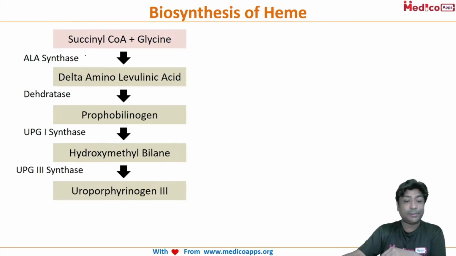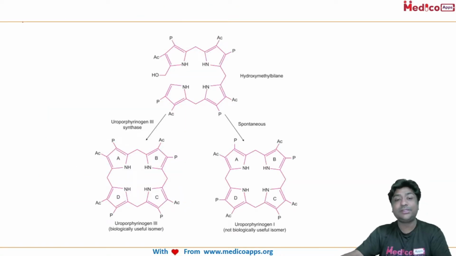The third step is when this hydroxymethylbilane is converted into UPG3. And the enzyme is UPG3 synthase. So what is the reaction which is happening in the UPG3 synthase?